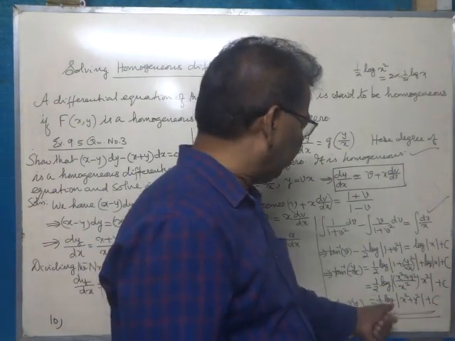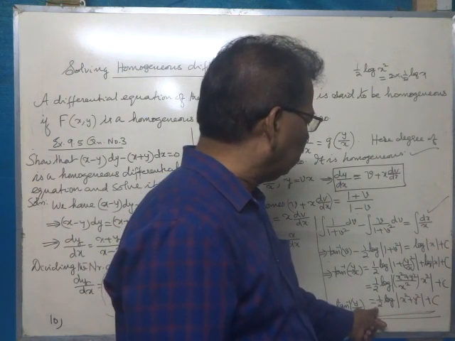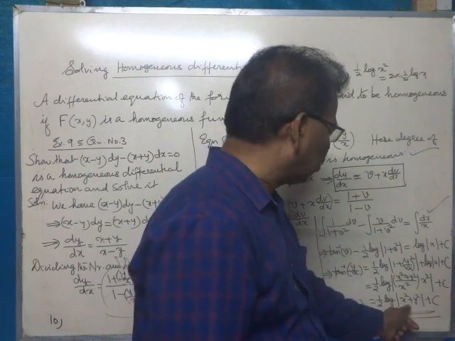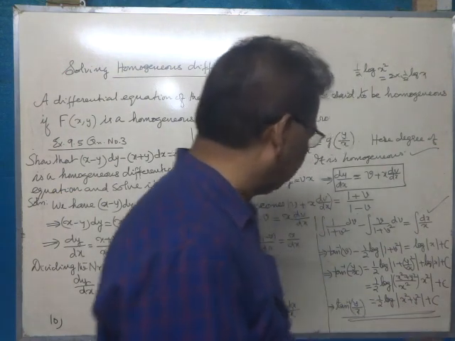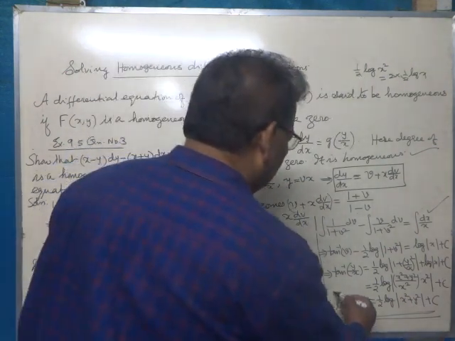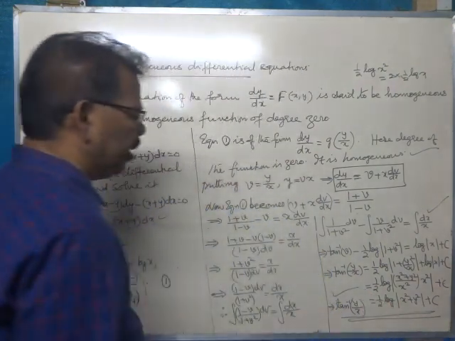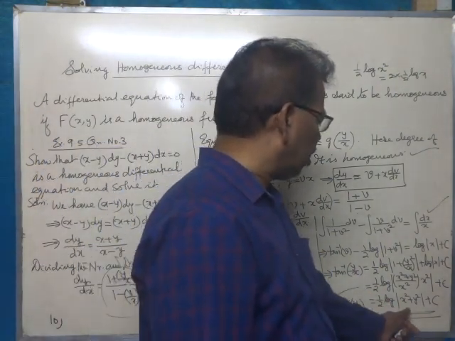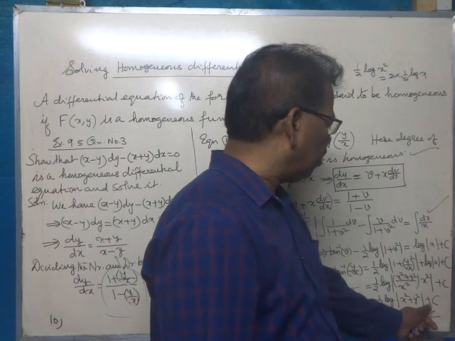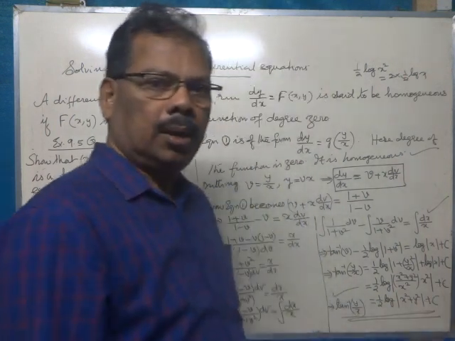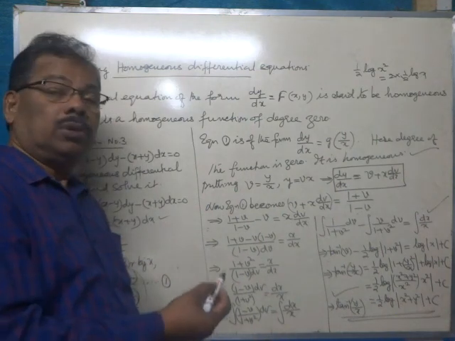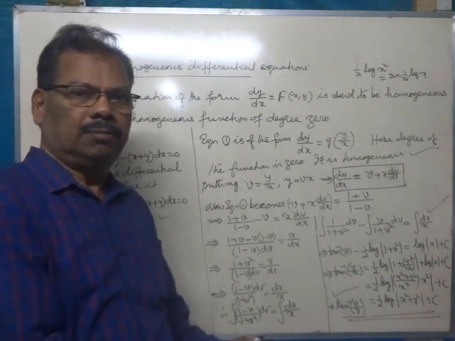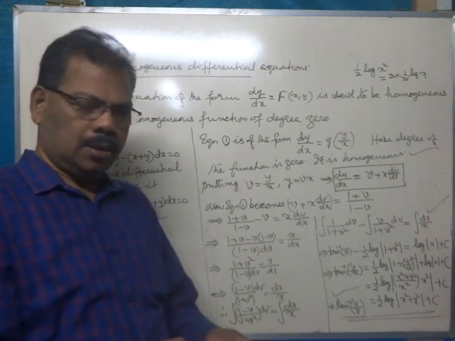Now on simplification, that is half log, x square and x square get cancelled, half log modulus (x square plus y square) plus c. Final answer is tan inverse y by x is equal to half log modulus (x square plus y square) plus c. And the solution of homogeneous equations, it is somewhat lengthy. Right.